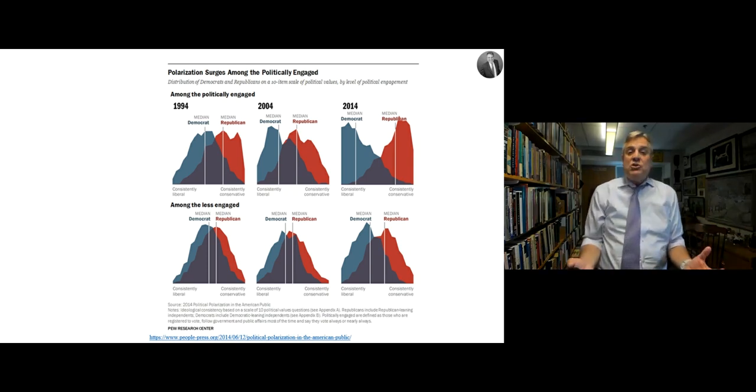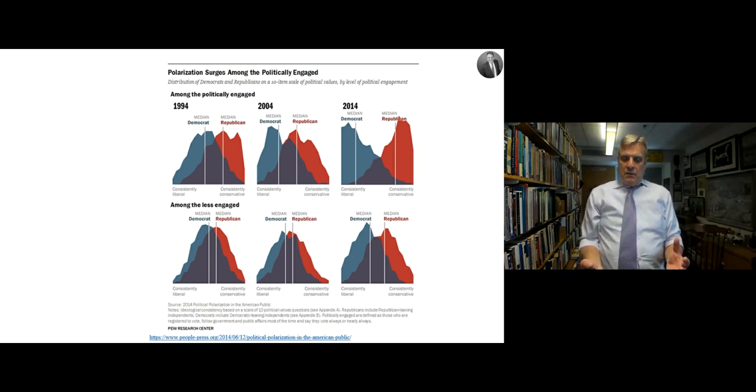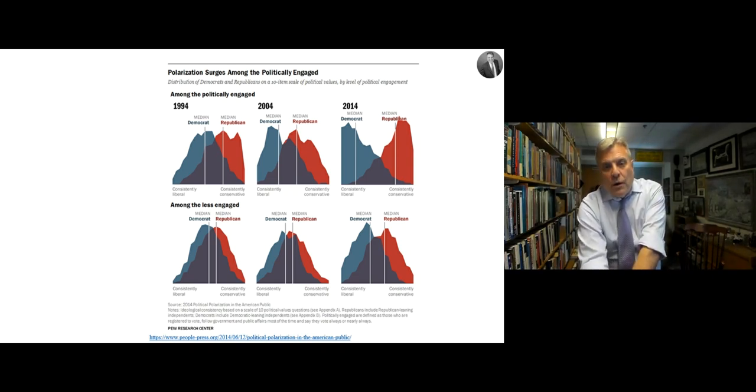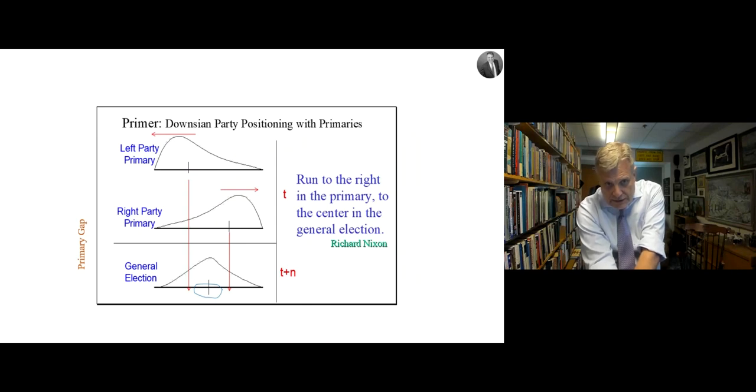There are lots of ways of measuring polarization. And polarization today, if we look at something like DW-NOMINATE scores, we're at a very high level of polarization. We've seen similar levels of polarization before the Civil War. And that led to the Civil War. How are we going to undo where we are now? And this problem of parties and interest groups entrenched and fighting over these scraps.